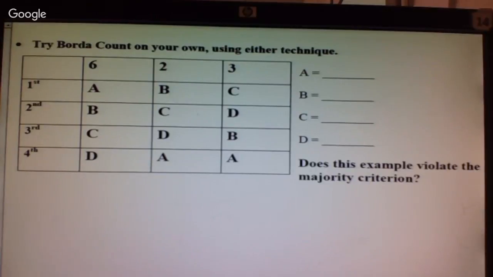If for some reason you lose your note packet, it is up on Canvas as well. You can always reprint it. I will not reprint it for you, but you can always reprint it yourself.